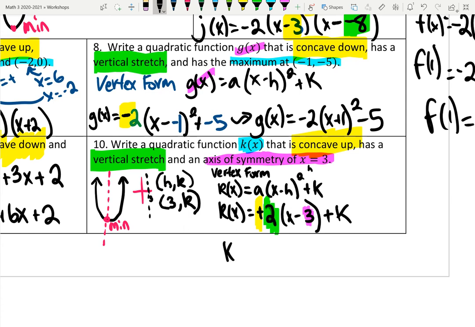So I'm going to just rewrite this to be k of x is equal to 2(x - 3)^2 plus 1. Notice how I added that exponent in. And let me have k be 1. Voila. I wrote a quadratic function that is concave up. It is being vertically stretched by 2, and it has an axis of symmetry of 3. They didn't specify what the k needed to be, so I picked a nice simple integer.